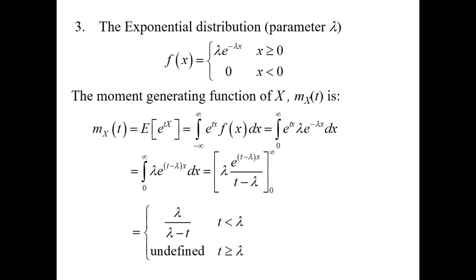x dx. Here also we'll combine e raised to tx and e raised to minus lambda x, then the integral from 0 to infinity of lambda e raised to (t minus lambda) x dx. Just simple integration here, we can use lambda e raised to (t minus lambda) x by (t minus lambda) within the range 0 to infinity. Apply the upper limit and the lower limit. The final answer is lambda by (lambda minus t), where t is less than lambda, and which is undefined if t is greater than or equal to lambda.